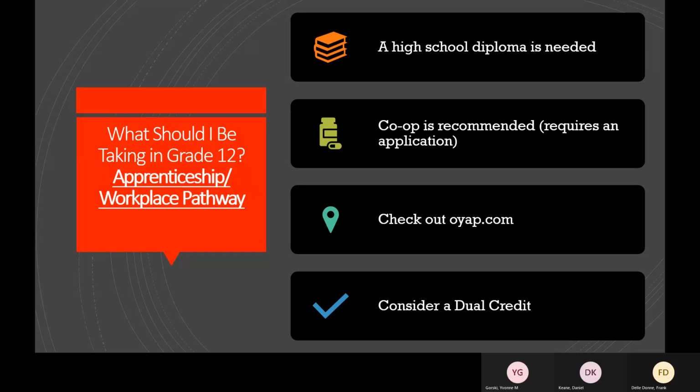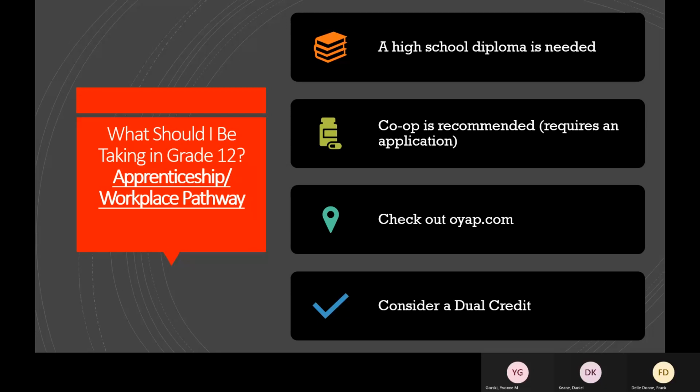So it's really important that if you're thinking of that pathway, number one, start researching all the different types of apprenticeship. Make sure that you do select co-op education, which is very highly recommended and a great way for you to really kind of discern if that's a pathway that is for you. So that's something to consider.